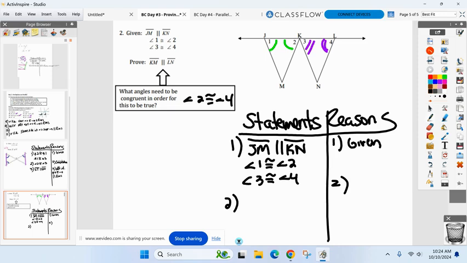We need to get 2 and 4 congruent somehow, without saying parallel lines imply, because I don't have it. Remember, you're trying to prove it. So you need to figure out a way using all these givens. Can we agree I can't use substitution on those 2, right? Nope. Okay, we're going to have to put our heads together here.